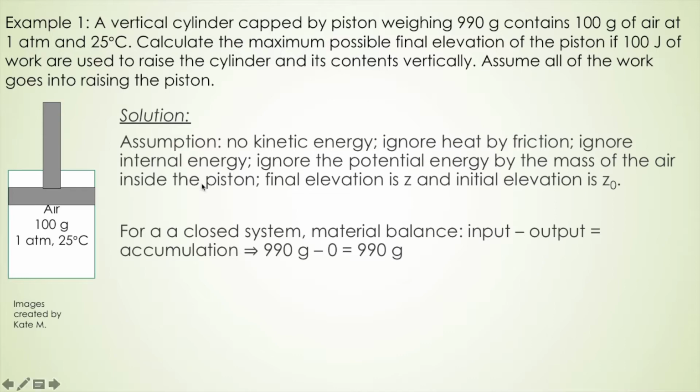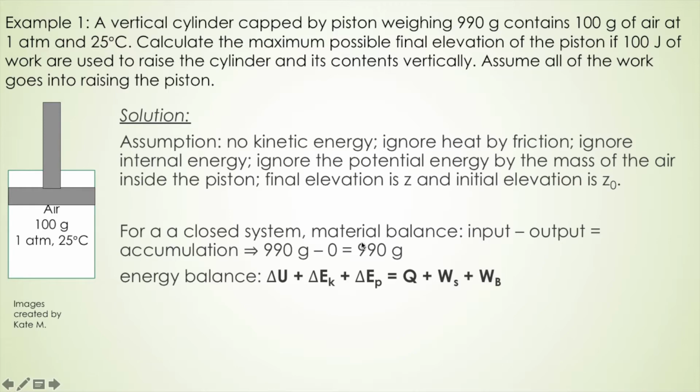Okay, so based on the analysis, we know that this is a perfect closed system, and the material balance for a closed system is that input minus output equals accumulation. And the input of this problem is, again, ignoring the mass of the air inside the piston, just the mass of the piston. And there's no output because the piston is not removed. So it's simply input equal to accumulation, that is 990 grams, given by the problem statement.